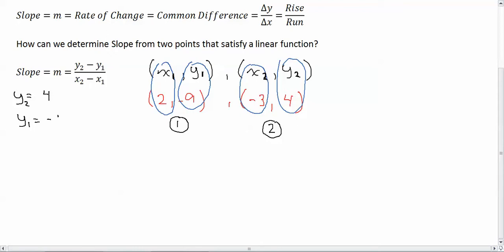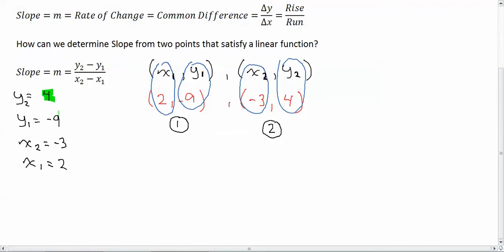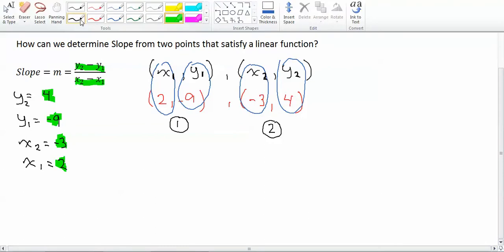y1 in this case is negative 9. We have to be careful to keep the signs. x2 is equal to negative 3. And x1 is equal to 2. Now that we have these values here, what we're going to do is substitute them into this equation to find out what our slope is.